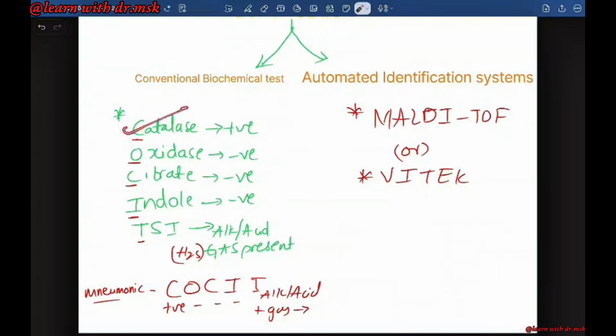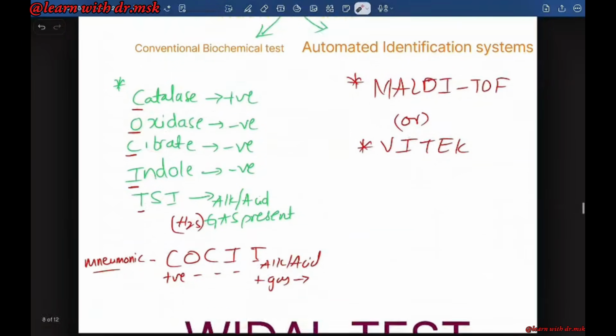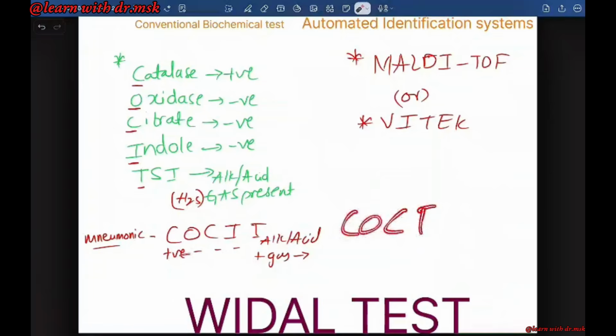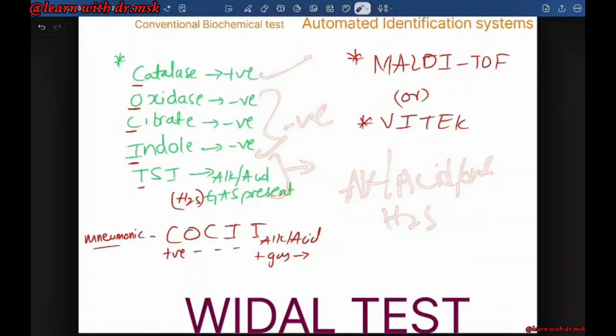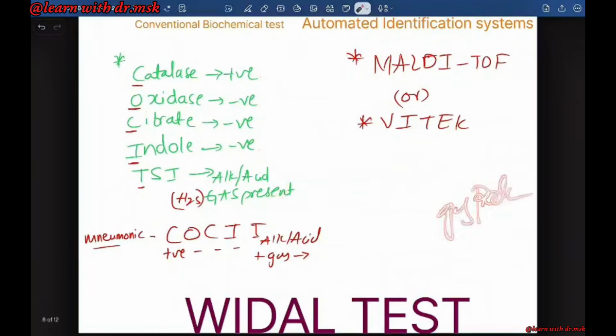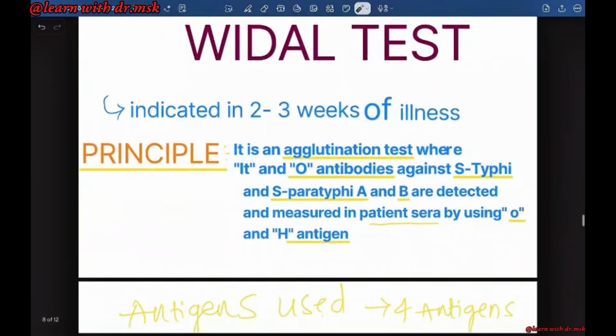So for Salmonella typhi, catalase is positive, very important. Catalase positive, oxidase negative, citrate negative, indole negative, and triple sugar iron: alkaline slant over acid butt, and it shows gas and H2S is produced. You can use the mnemonic COCKY T: catalase, oxidase, citrate, indole test. The first one is positive, and the remaining are negative. Okay, you can use that method.